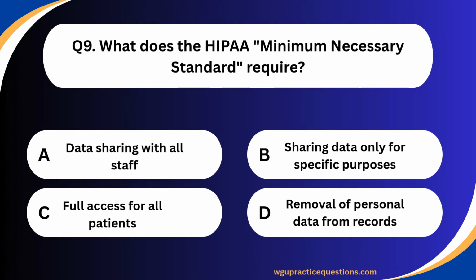Question 9. Which of the following does the HIPAA minimum necessary standard require? A. Data sharing with all staff. B. Sharing data only for specific purposes. C. Full access for all patients. D. Removal of personal data from records. Which one is the correct answer?